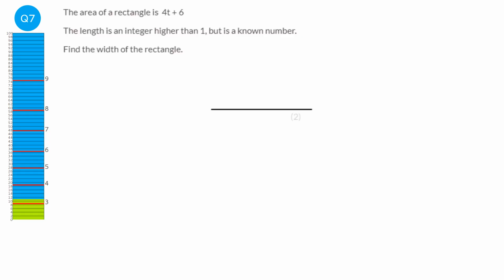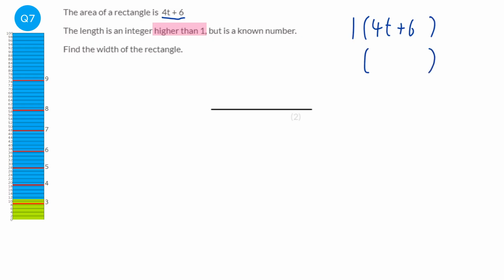So for this question, what we need to do is factorise 4t plus 6. Now factorise means put it into brackets. So if I try, what I can do is I can actually put a 1 on the outside here. So 1 times 4t plus 6 is 4t plus 6, but the question clearly states that it is higher than 1.